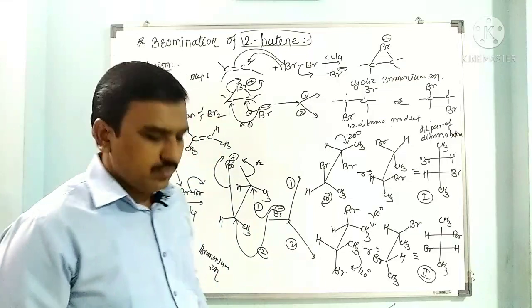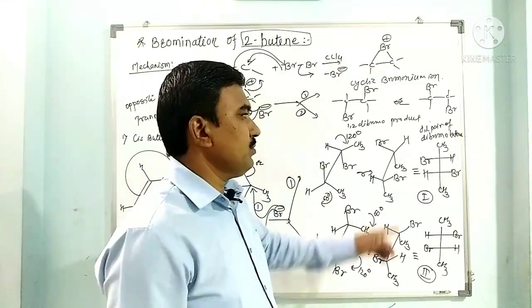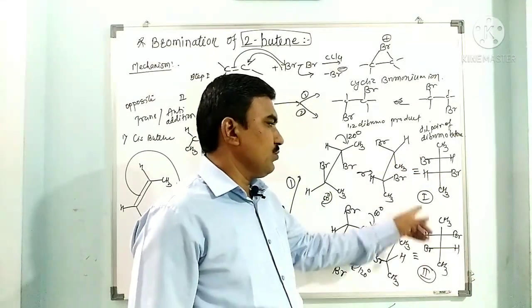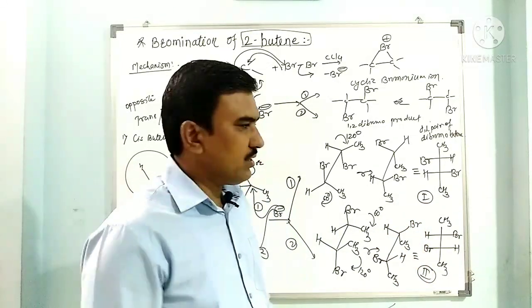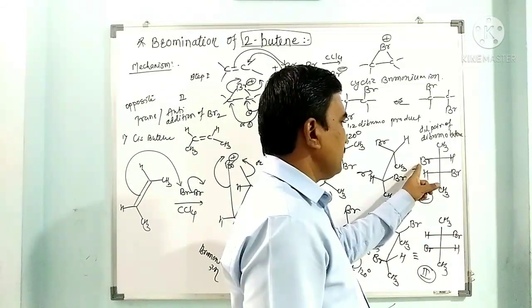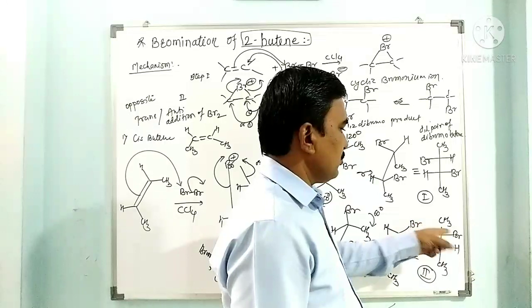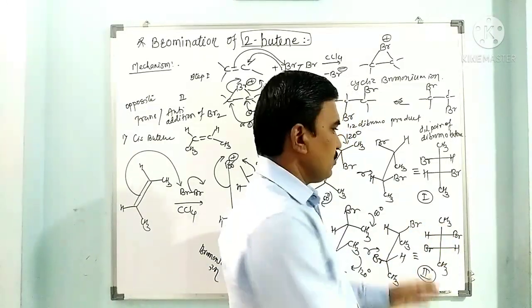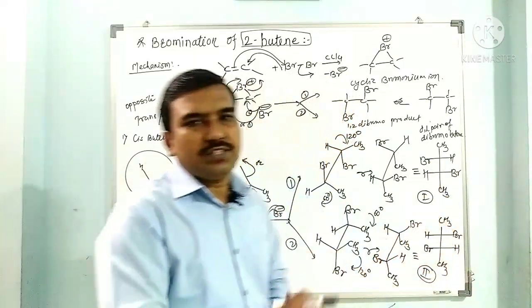So this is 2,3-dibromobutane, the DL pair of 2,3-dibromobutane. So 1 and 2 are enantiomers of each other. How? This Br is on the left, H on the right. And here Br is on the right, H on the left. So both are exact mirror images of each other.